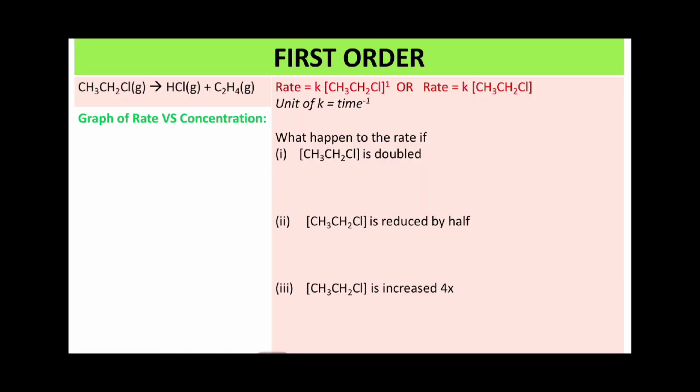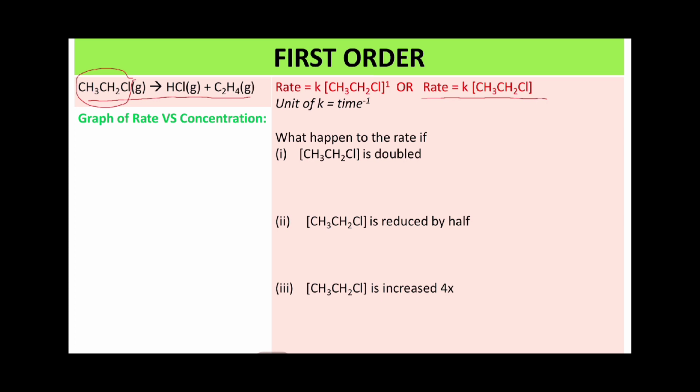Now, let's see first order. An example of a reaction that undergoes first order is the decomposition of chloroethane to give HCl and ethane. To write the rate law, we write rate is equal to k, concentration of the reactant only, since now we have only one reactant and it is first order. Usually we write it without the number 1 at the reactant for first order, and the unit of k is per time.